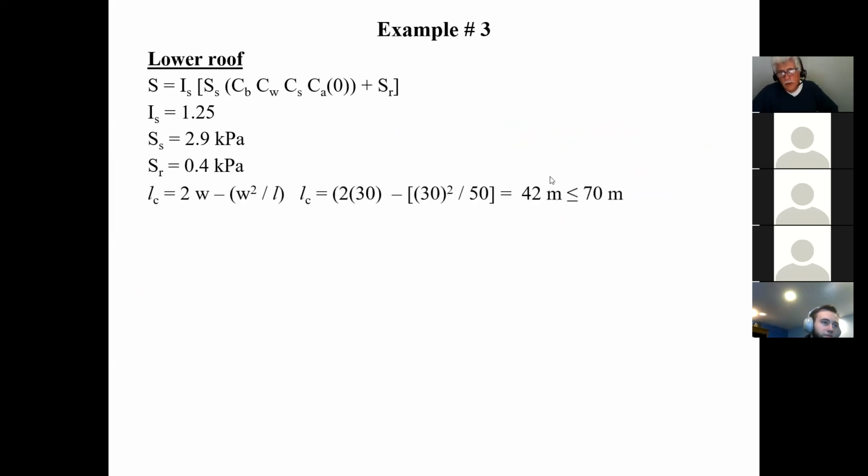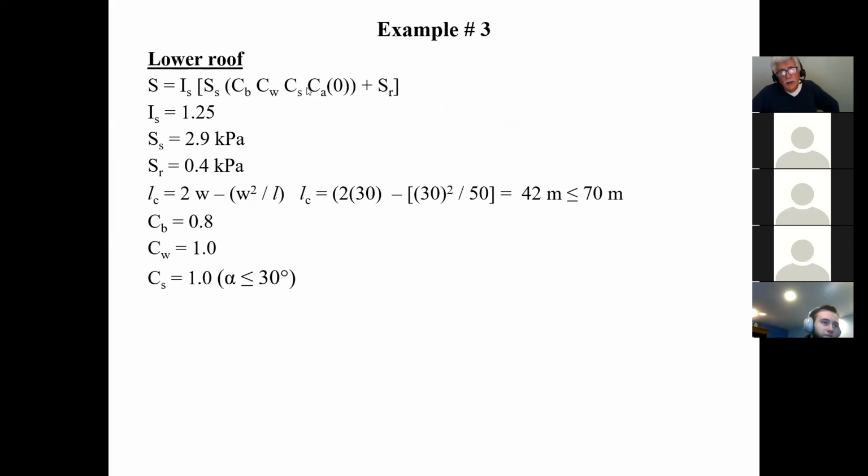Now, you notice that the characteristic length is less than 70, therefore CB is 0.8. That doesn't change. And the wind exposure factor is 1.0. As a matter of fact, it should be 1.0 because it's a hospital. But on top of that, you have a building obstructing the snow from blowing off. And then, of course, it's a flat roof, 1.0. Now we're going to get into calculating the CAO.